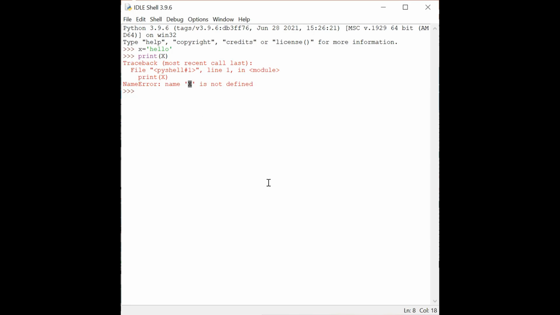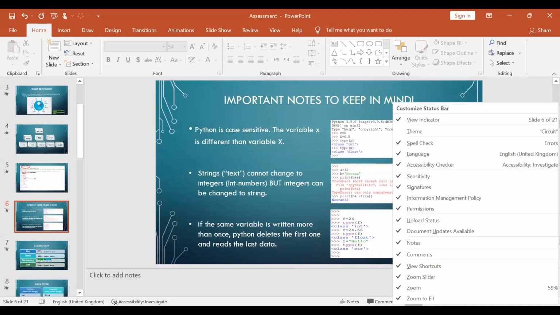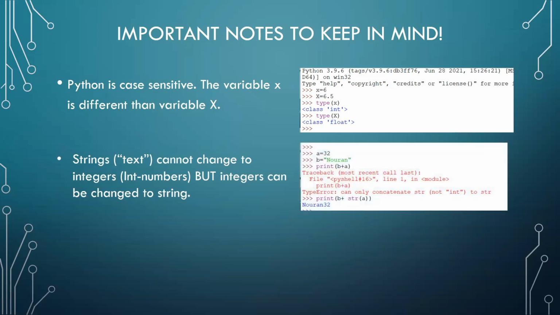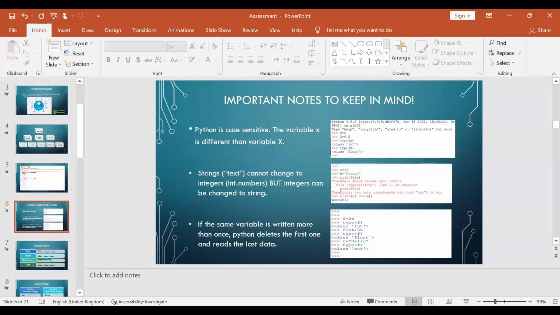All right. The next point is that strings or text cannot be changed to integers, but integers can be changed to strings. For example, here I want to write my name and then my age.